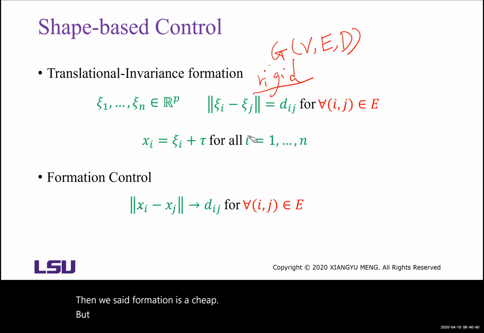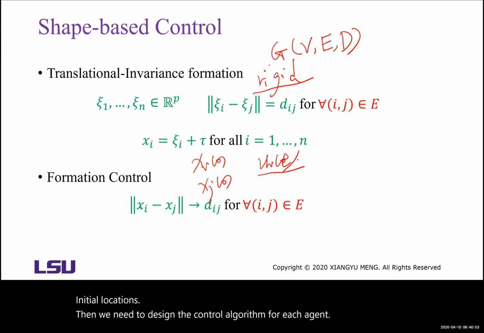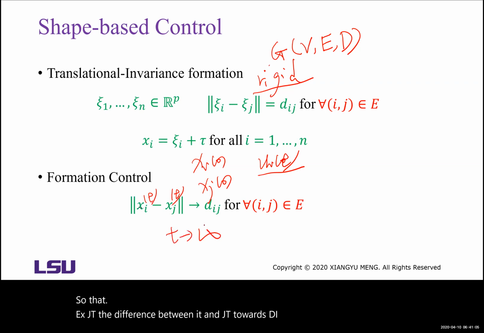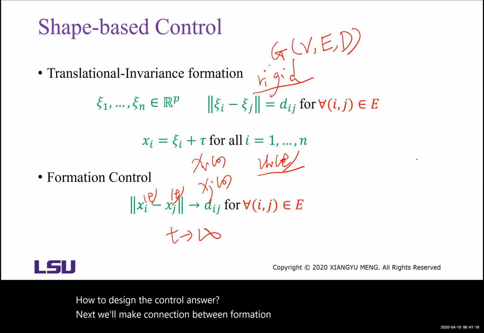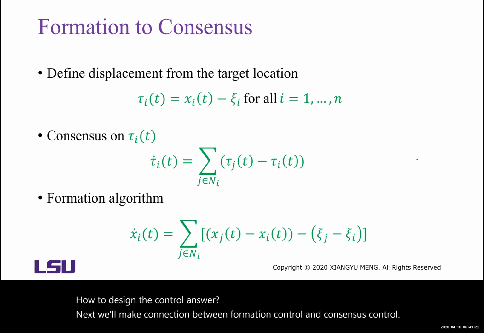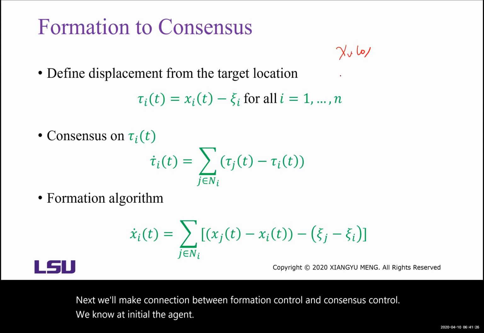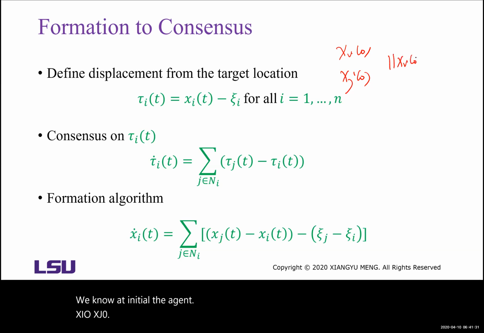But initially, the agents may have different initial locations. Then we need to design a control algorithm for each agent so that the difference between xi(t) and xj(t) converges to dij as t goes to infinity. Then how to design the control algorithm? Next, we'll make the connection between formation control and consensus control. We know initially, for the agents, xi(0) and xj(0), the distance may not equal dij. Then we want to design the control algorithm.